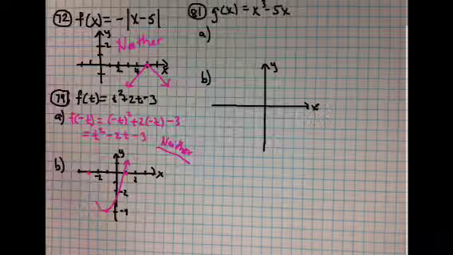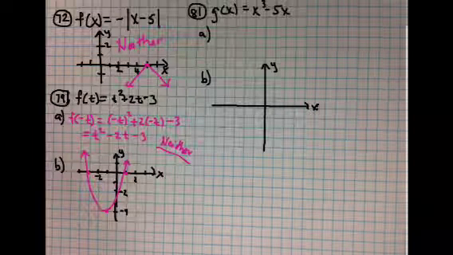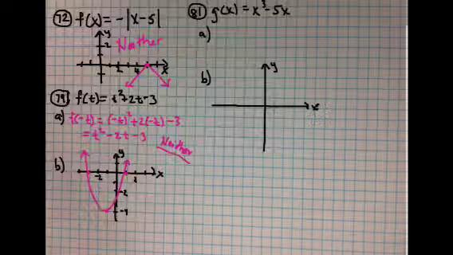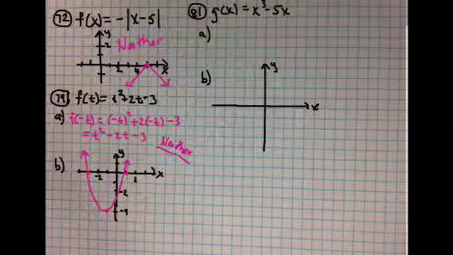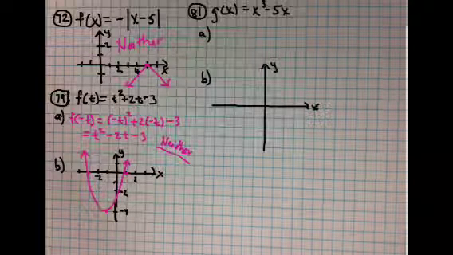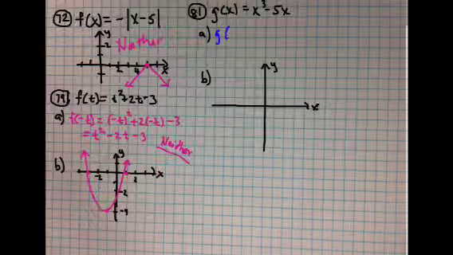Oops, I didn't quite reach that dot on the right here, but that's where it should go through. It should go through 1, 0. And so again, the graph confirms the answer that you got algebraically. So for 81, do the same thing. We're going to replace all the x's with negative x.